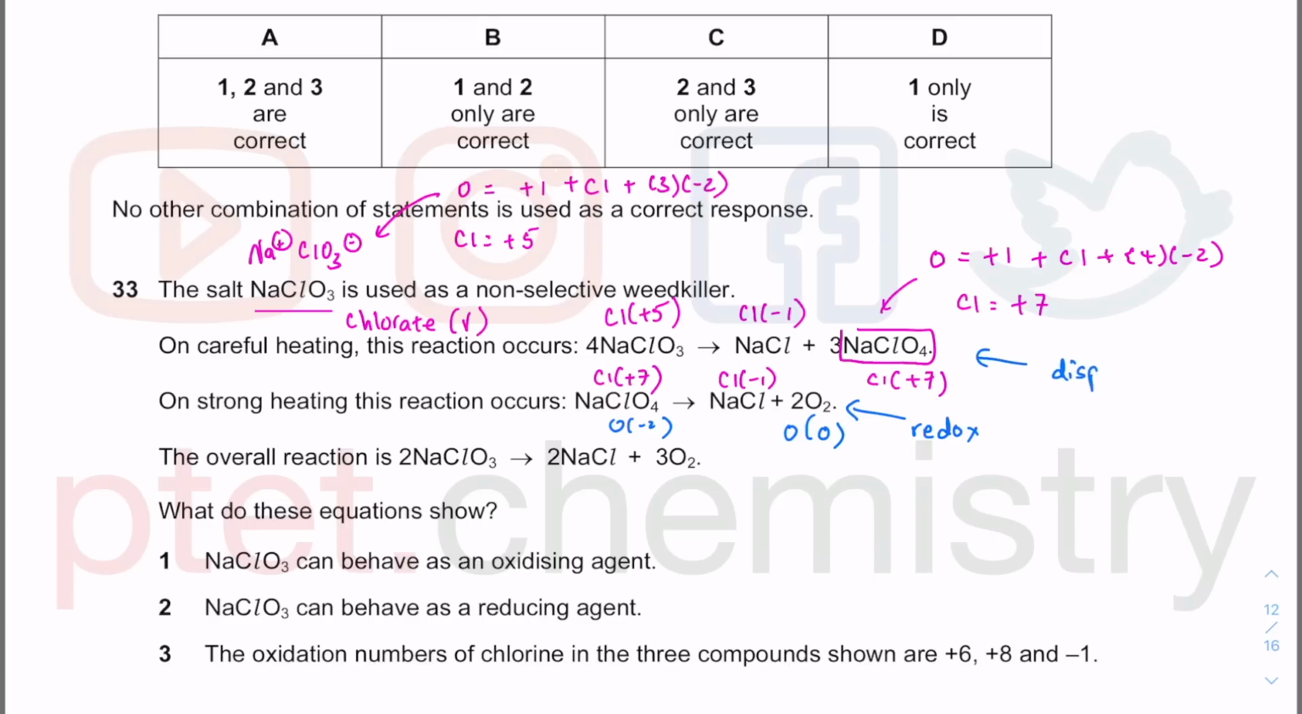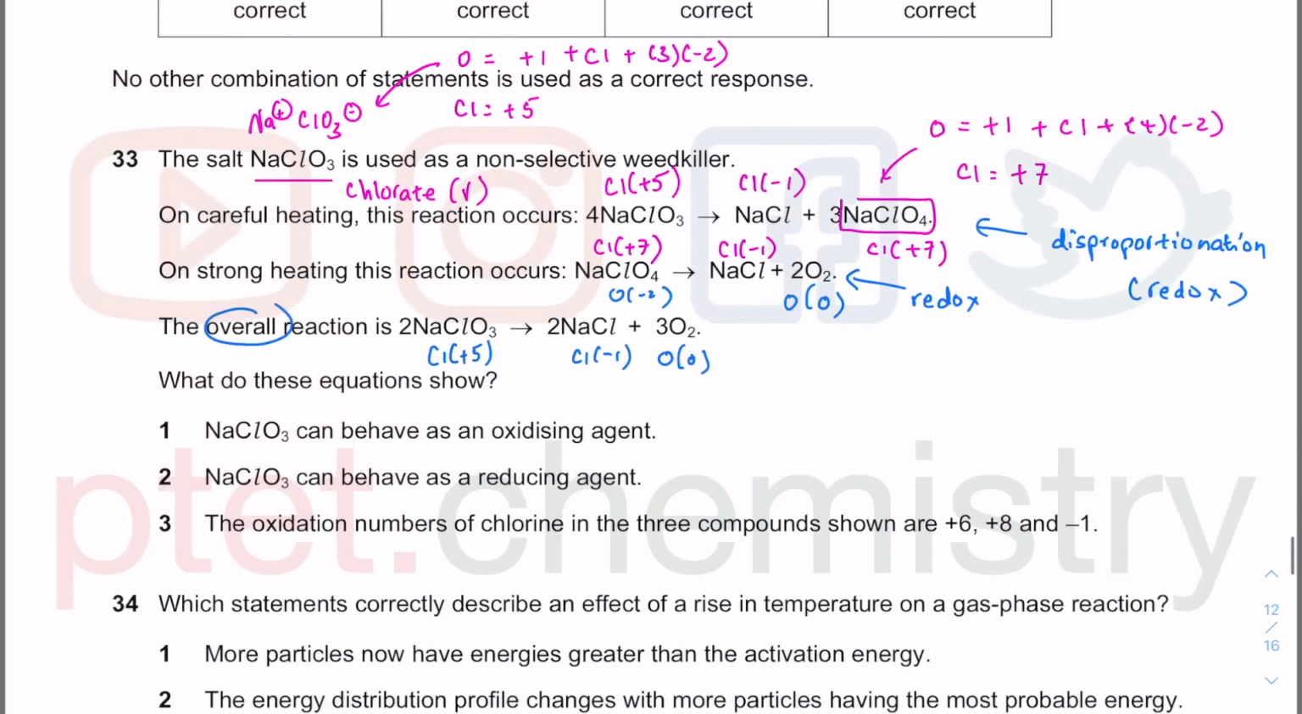It's called disproportionation, where one species gets both oxidized and also reduced in the same reaction. Both of them are redox reactions, by the way. This overall reactions, chlorine -1, oxygen 0, chlorine +5 there. So what do these equations show? These are the overall reaction, yeah? So in the first case, we always check for statement number 2. NaClO3 can behave as a reducing agent. Reducing agent is defined as a substance that reduces the other substance, and what happened to itself? Itself gets oxidized.